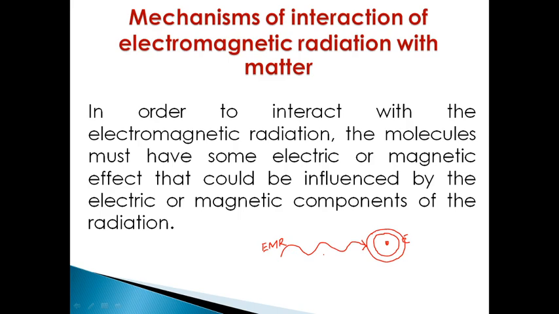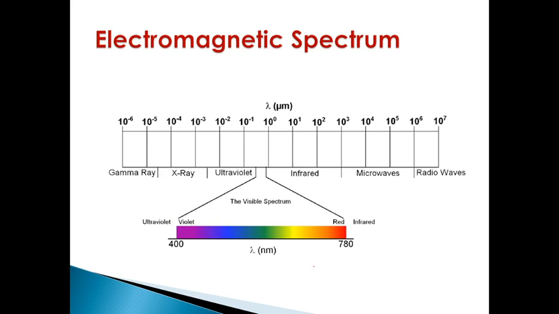So here the key idea is charge. Here positive charge is present, here negative charge is present. Due to the availability of the charge, that charge is responsible for the interaction. So this is the basic idea. Now let us know the different types of electromagnetic radiation that interact with matter.